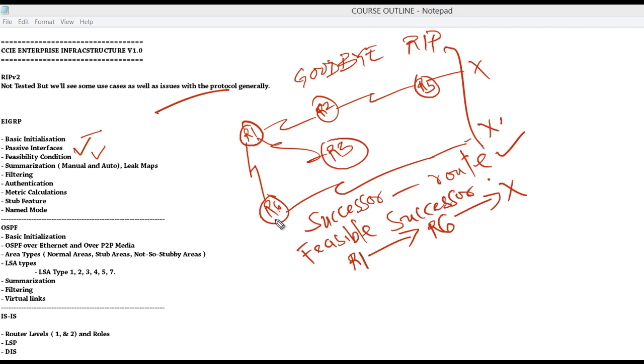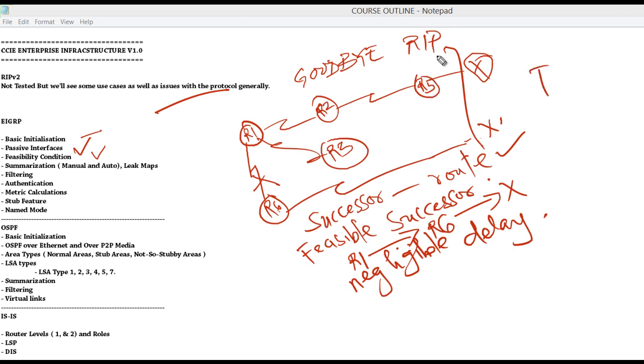Now EIGRP has to check the feasibility condition for this network X via R5, whether it will be installed in its routing table with no negligible delay if router 1 loses this link to router 6. So what is the condition that will make EIGRP install this route and make it a feasible successor? We'll discuss that in detail.